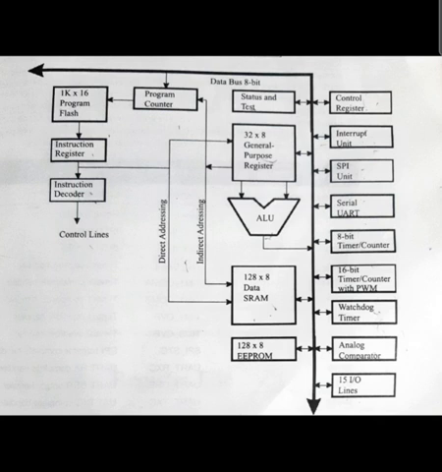Then next one is bits 2 to 0: WDP2, WDP1, WDP0, the watchdog timer prescaler. These bits are used to set the watchdog timer time-outs.